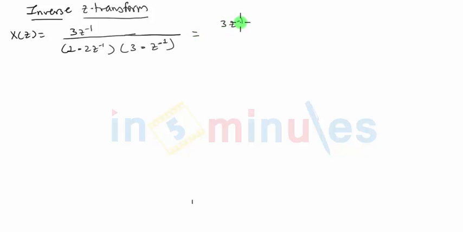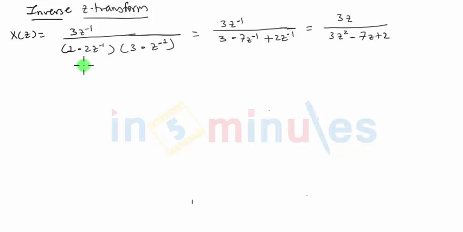I can first expand the denominator factors. If I multiply the two, I get 1 into 3 will be 3, then 3 into 2 minus 6z^-1, and here you will have minus z^-1, that will make it minus 7z^-1, and plus 2z^-2. And if I convert everything into positive power of z, which is something I should do, it will become 3z upon 3z^2 minus 7z plus 2. So this is everything in the positive power of z.